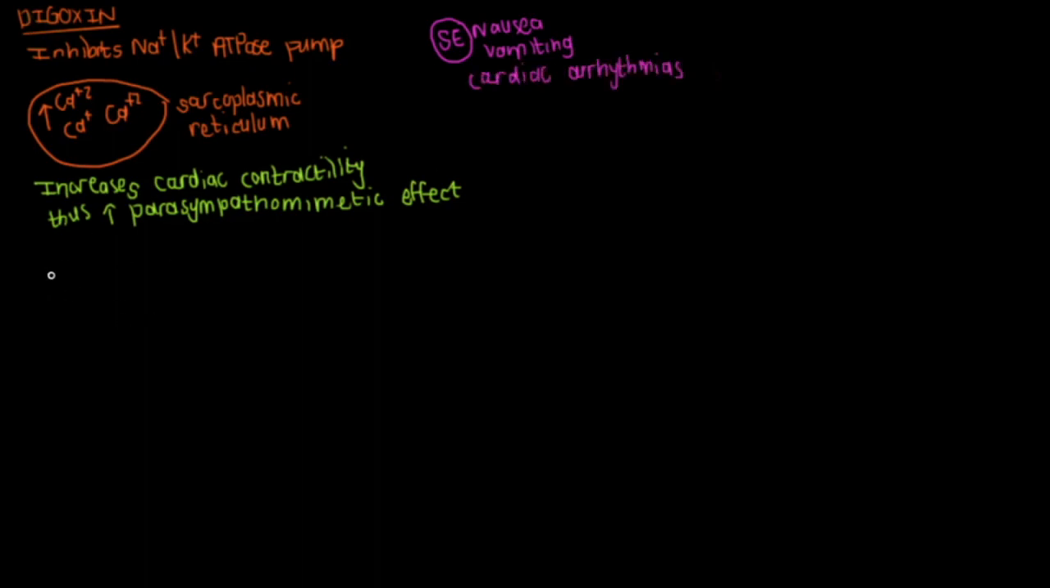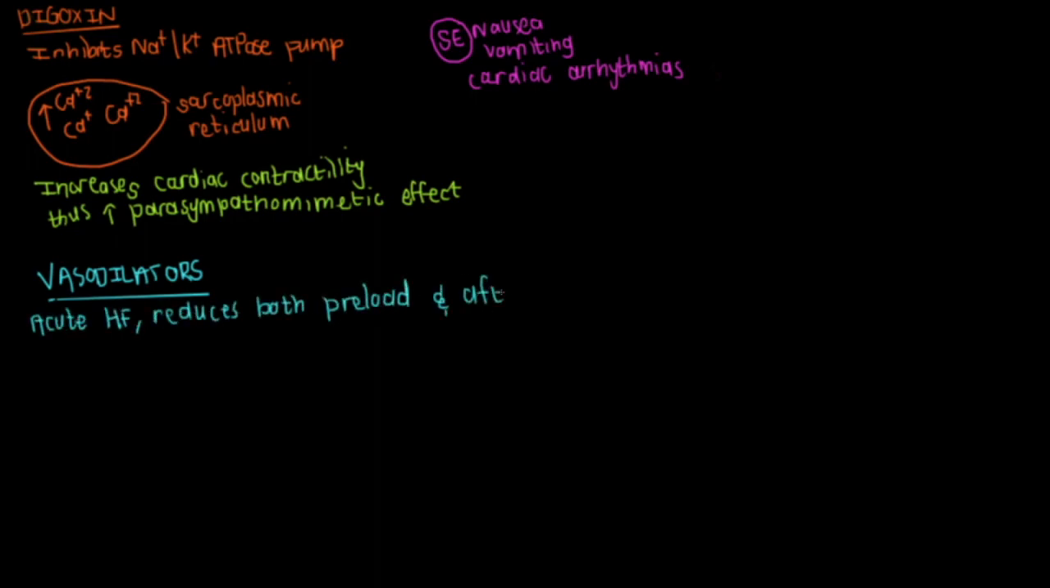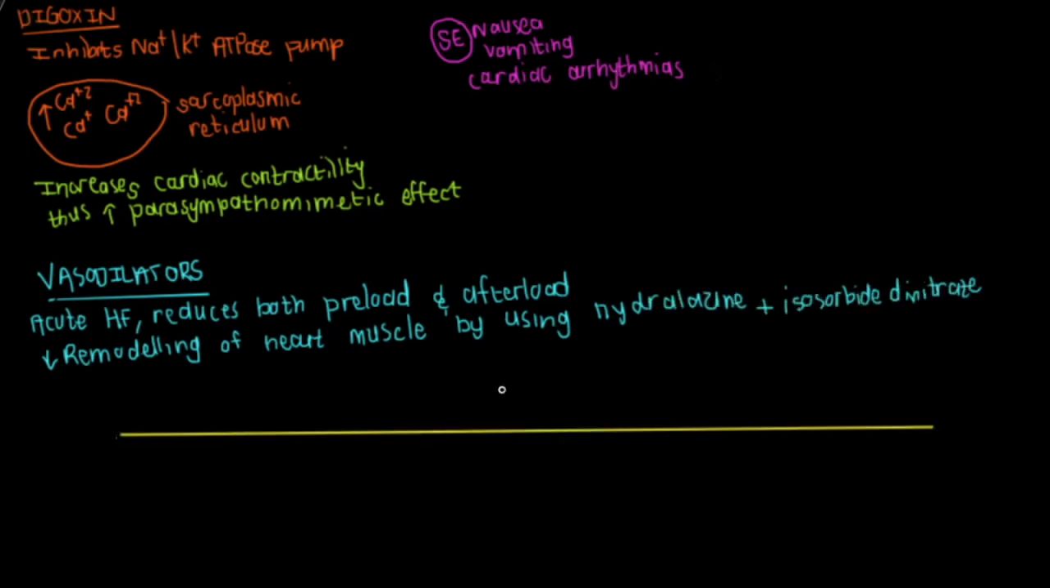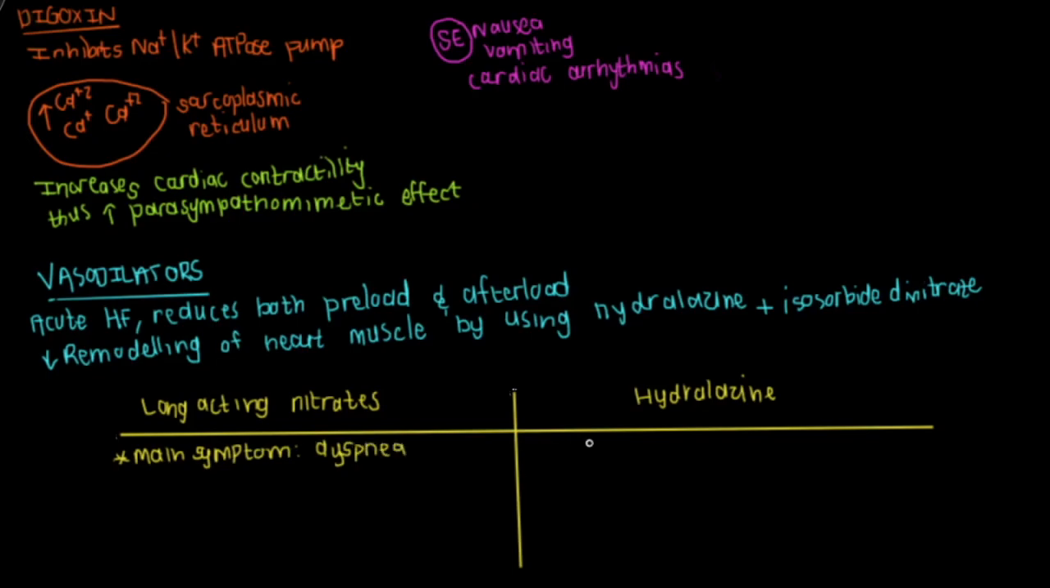Our last drug for this video is going to be the vasodilators, and these drugs are usually effective in acute heart failure. They reduce the preload and the afterload by influencing the dilation of the arteries and the veins. It can also reduce remodeling of the heart when hydralazine and isosorbide dinitrate are used in combination. So long-acting nitrates are going to be used in patients where the main symptom is dyspnea, where hydralazine is going to be used where the main symptom is fatigue.